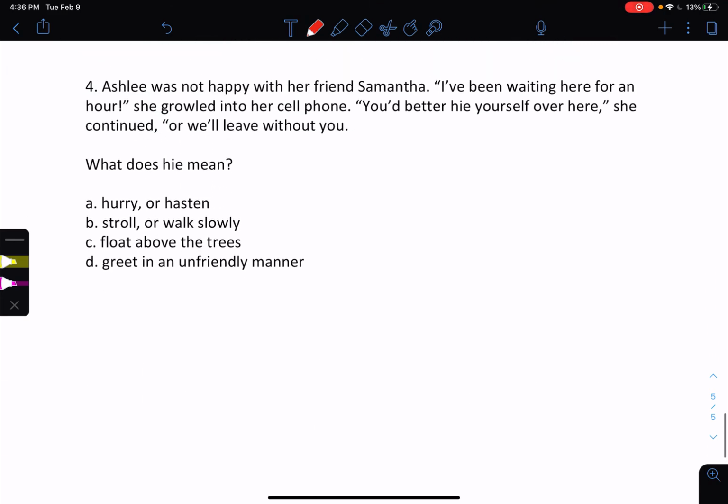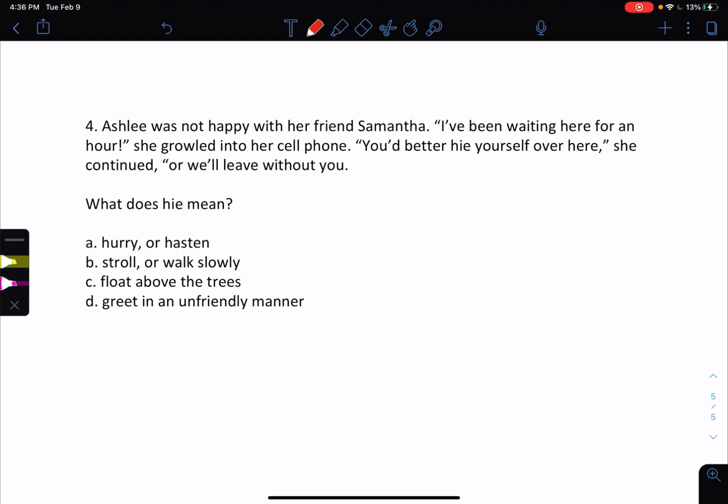Here's another one. Ashley was not happy with her friend, Samantha. So here's Ashley, not happy. Let's see why she's not happy, right? I've been waiting here for an hour, she growled in her cell phone. So when you growl, what are you doing, right? So think about that. You better hide yourself over here, she continued, or we'll leave without you.